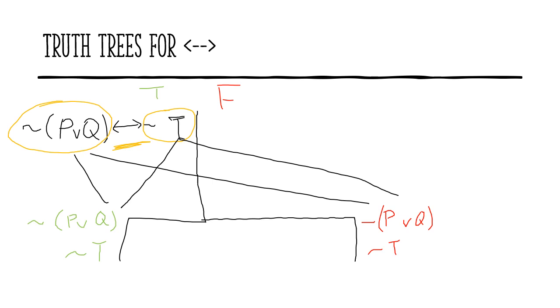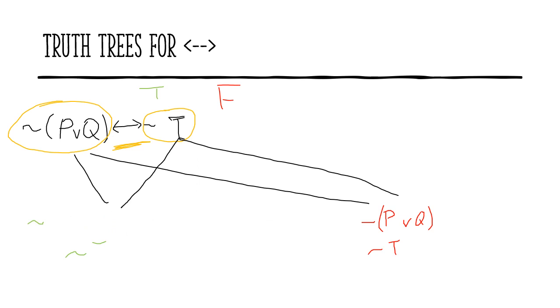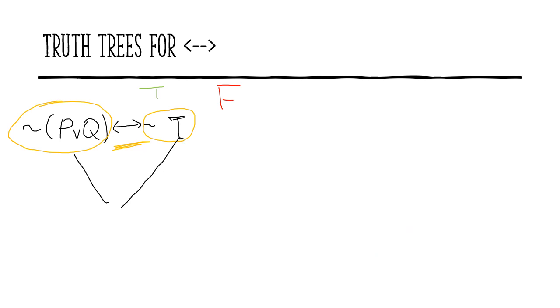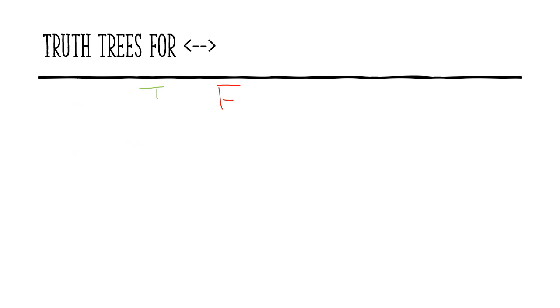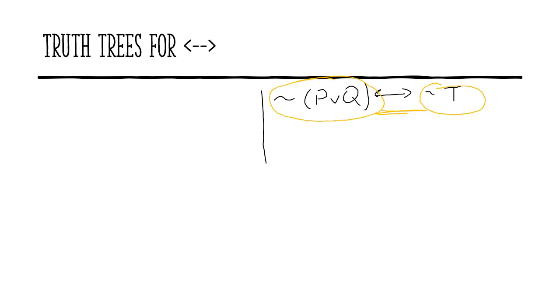Now let's do the same thing. So we had tilde (P or Q), double arrow, tilde T. So again, we recognize our main operator is this. We have a right side, we have a left side.